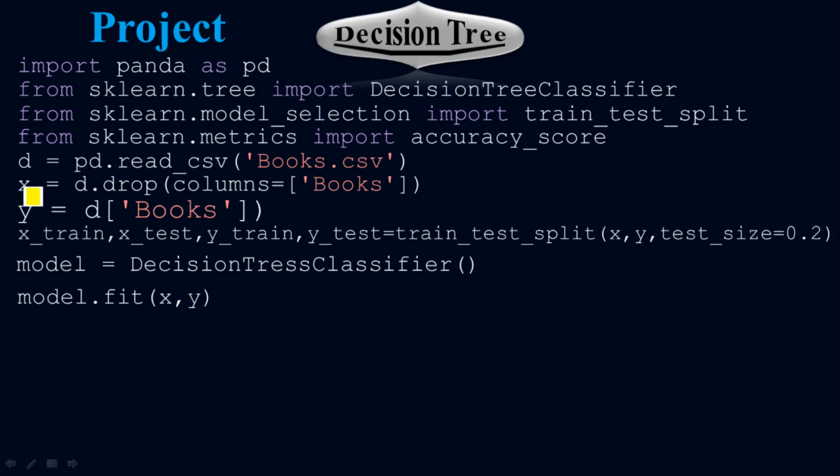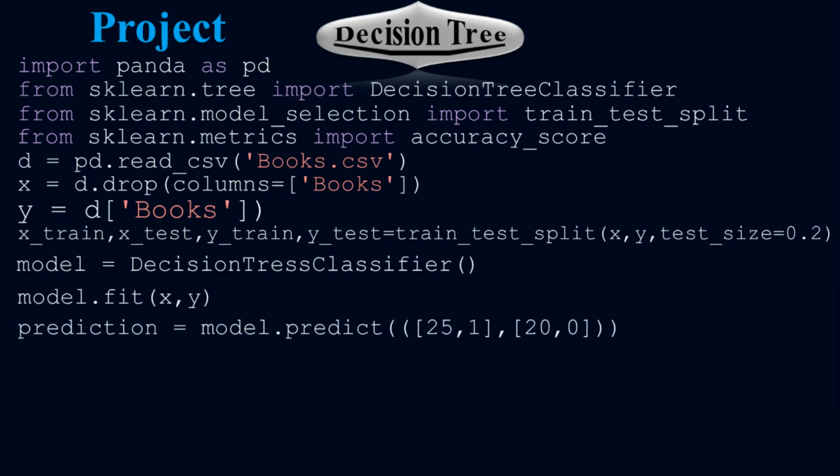What is X? X is the input data and Y is the output data. Just fit X, Y here with the model, and then do the prediction. Prediction equals model.predict of 25, 1, 20, 0. Look, I just randomly passed this data, which is actually test data. I want some kind of prediction here. To do so, use the same line of code: prediction equals model.predict of 25, 1, 20, 0.